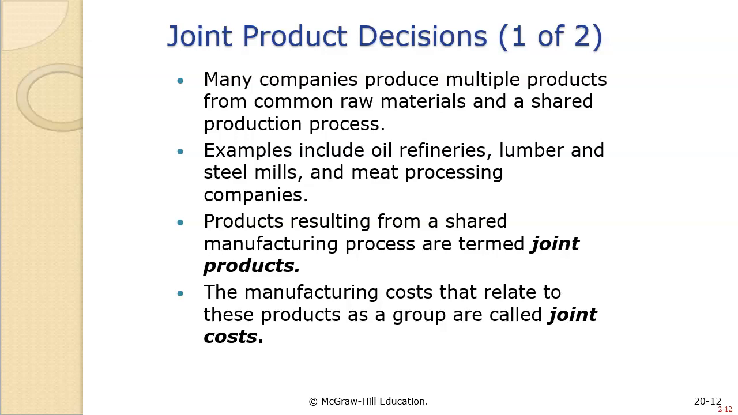All sorts of products. That's what this concept of joint product is. You're sometimes using the same equipment, like the same building, to manufacture multiple products, like in your case, sprayers and pumps and whatever else. Other examples might include oil refineries, lumber, steel mills, meat processing companies. So these products result from a shared manufacturing process. That's joint products. Manufacturing costs that relate to these products as a group are called joint costs.